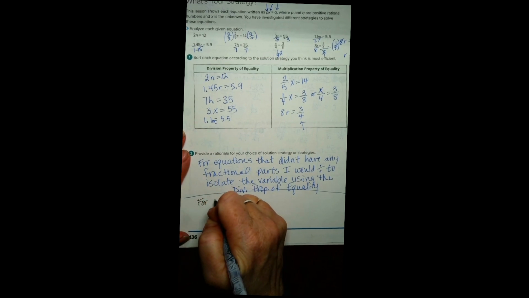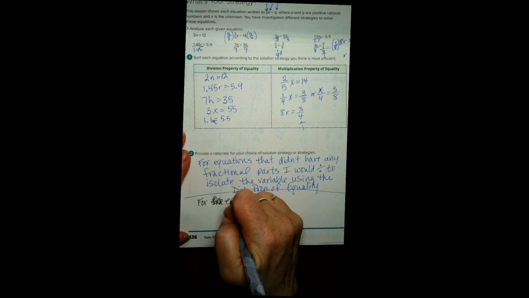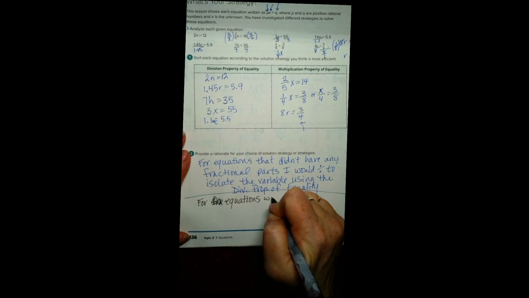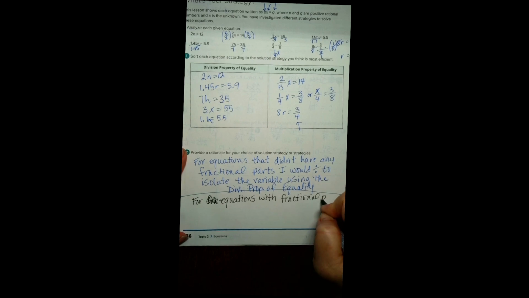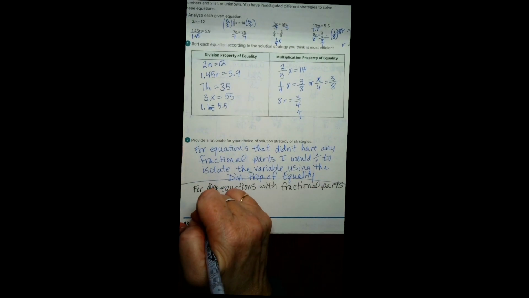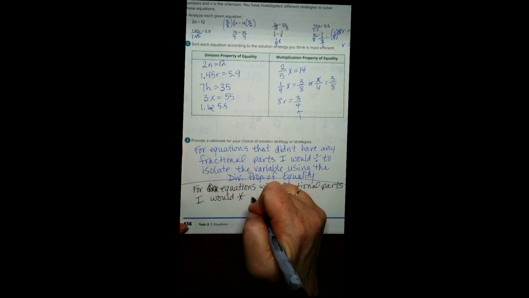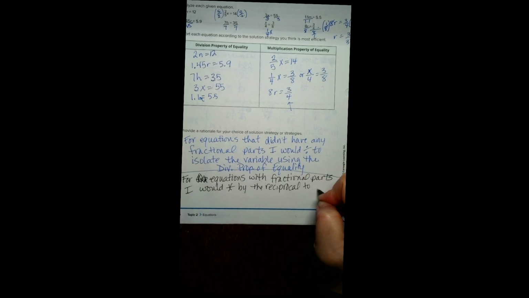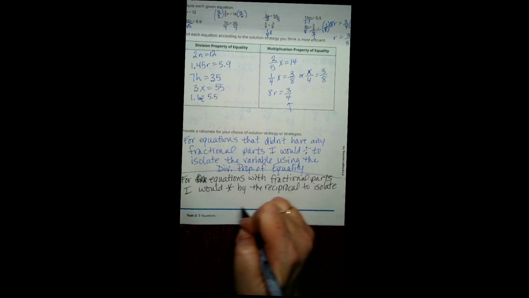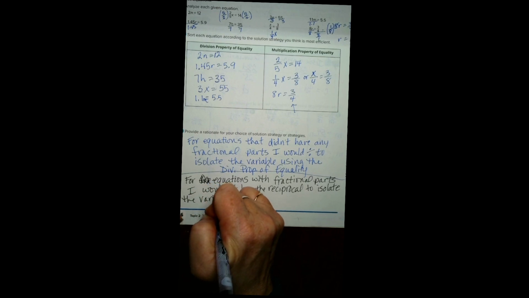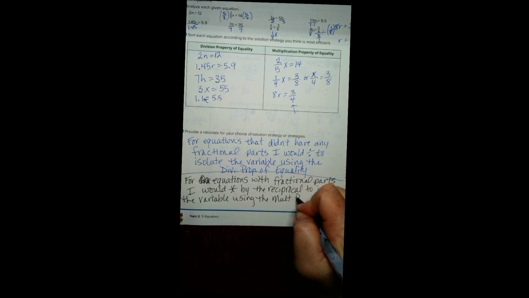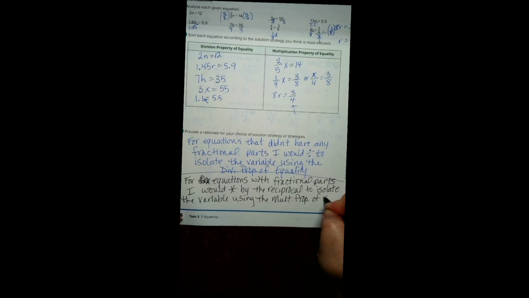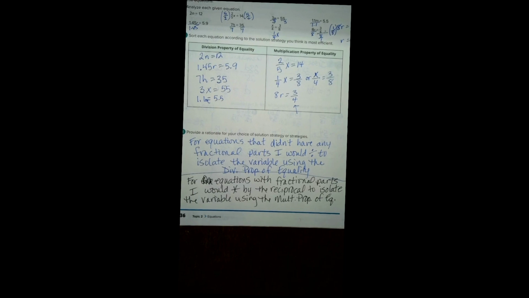So for equations with fractions, I would multiply by the reciprocal to isolate the variable using the multiplication property of equality. All right, and you pause if you need to.